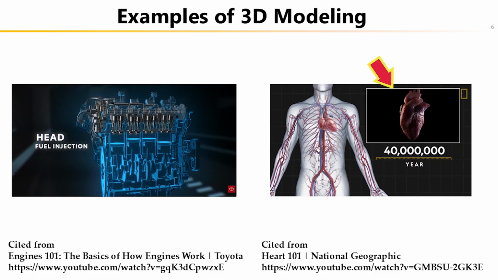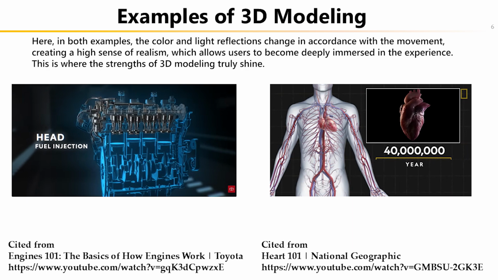The example on the right demonstrates how the movement of the heart contributes to blood flow. The URLs for both examples are posted in the description box, so please watch the videos there. Here, in both examples, the color and light reflections change in accordance with the movement, creating a high sense of realism, which allows users to become deeply immersed in the experience. This is where the strengths of 3D modeling truly shine.